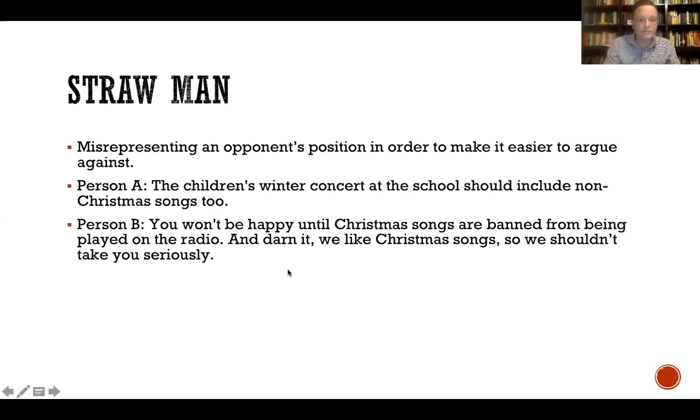And so what person B is doing here is misrepresenting person A's position, right? So as to make it an easier position to defeat. Person A is not saying no Christmas songs, because that's kind of absurd, right? So it's easier to refute that position than it is to actually engage person A's position, right? So you misrepresent your opponent in order to make it easier to defeat them. And politicians do this all the time. People on the radio do this all the time. People on cable news do this all the time, okay?